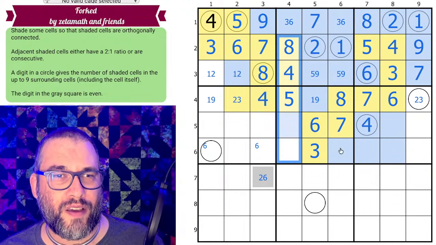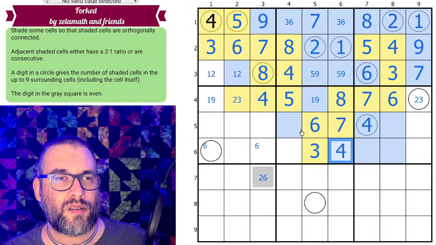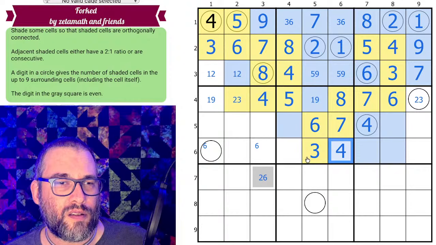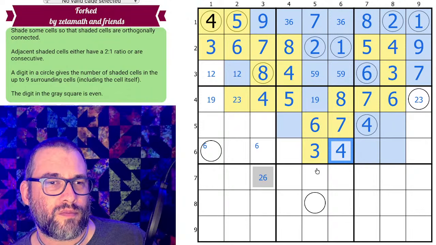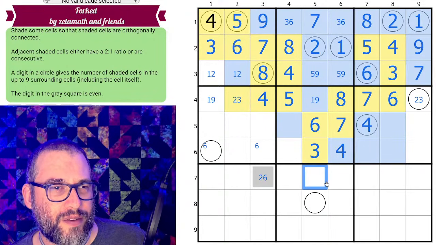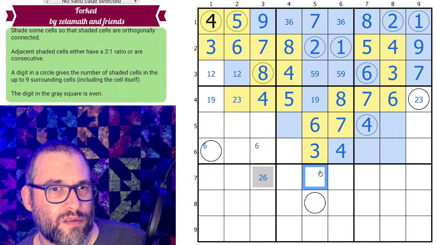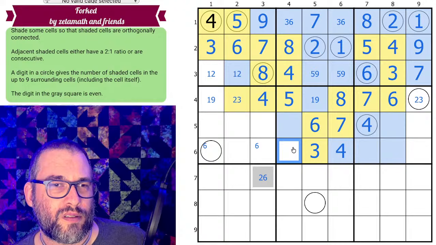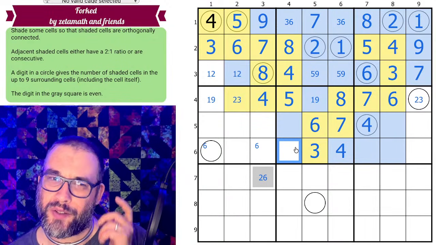4 in box 5 by Sudoku goes here. Could have a shaded 4 there. Oh, this. No, I think this can still be 2.